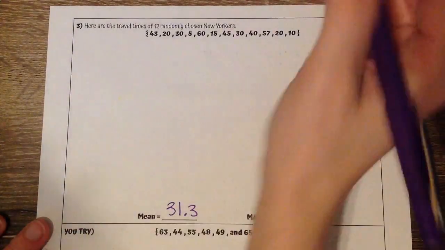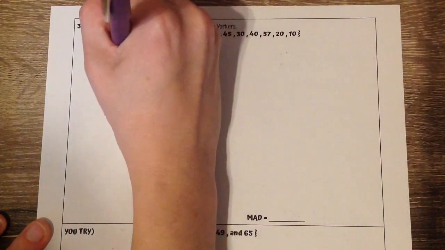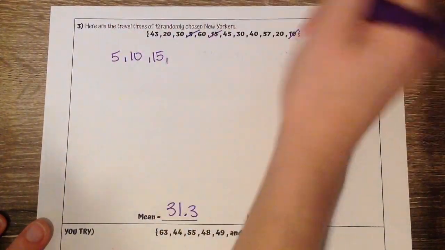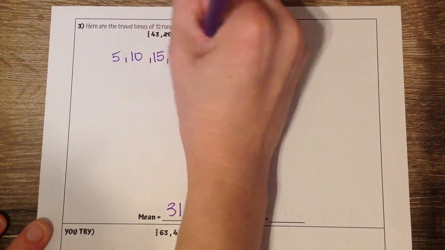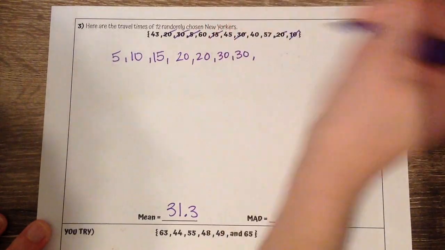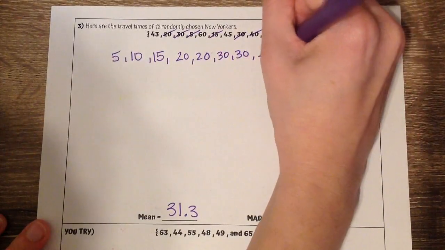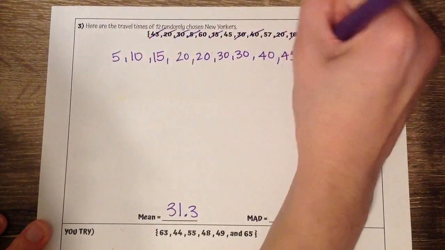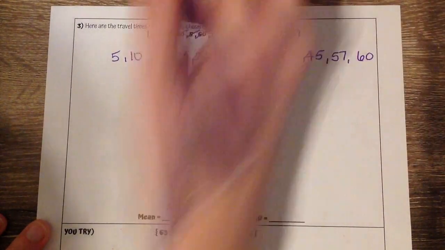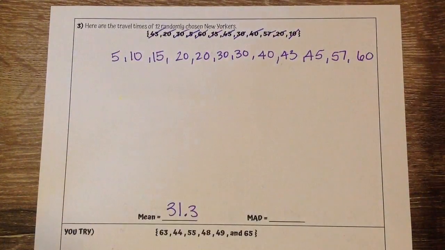Now I'm going to put them in order just to help me out. I've got 5, 10, 15, 20 and 20, 30 and 30, 40, 43, 45, 57, and 60. Let's double check. 1, 2, 3, 4, 5, 6, 7, 8, 9, 10, 11, 12.